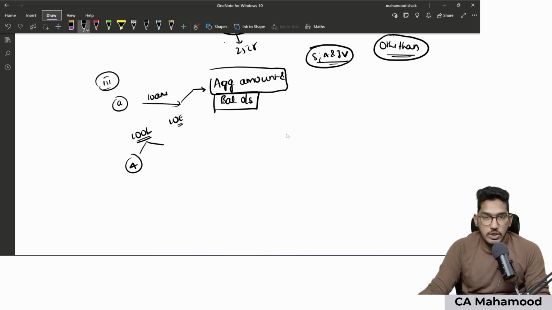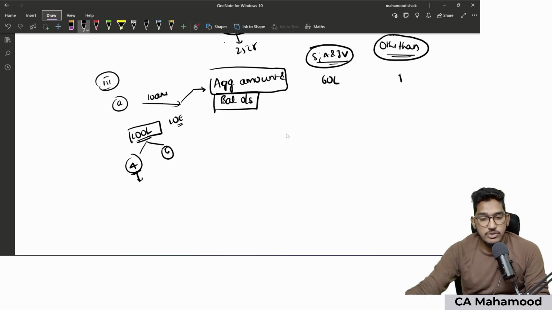So the company has given total loan of 100 lakhs to 10 entities. Out of the 10 entities, 4 entities have a relationship of subsidiary, associate, joint venture. Remaining 6 are other than subsidiary, associate, joint venture. Now I need to divide out of this 100 lakh rupees of loan, how much was given to subsidiary, associate, joint venture. Assume 60 lakhs was given. How much has been given to other than subsidiary, associate, joint venture? 40 lakh.